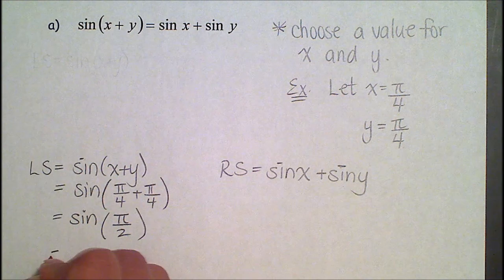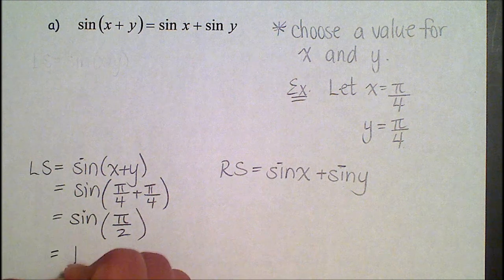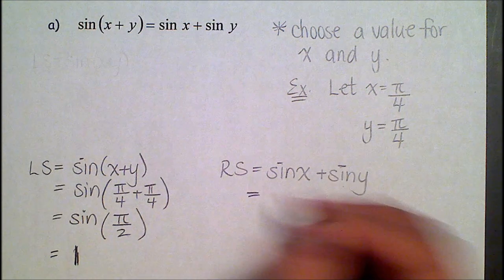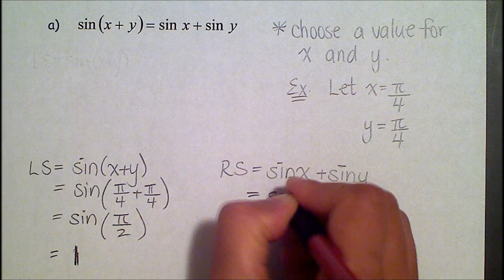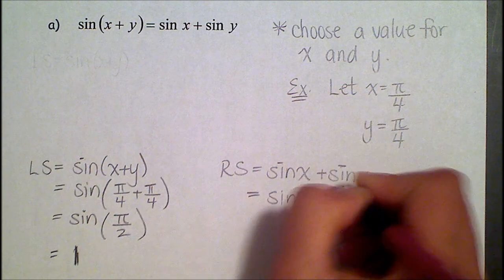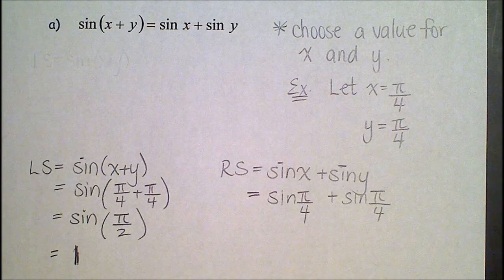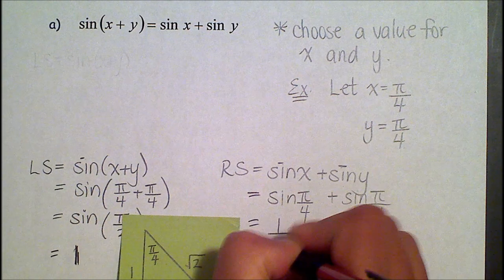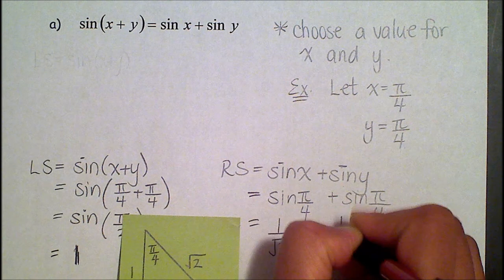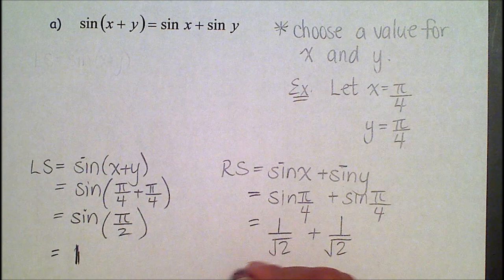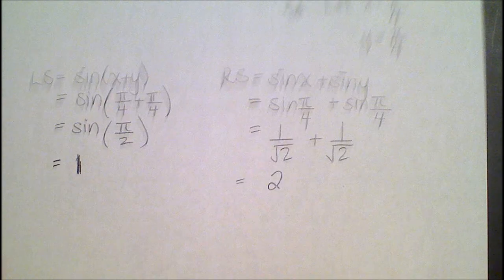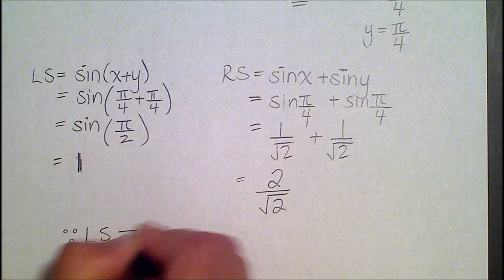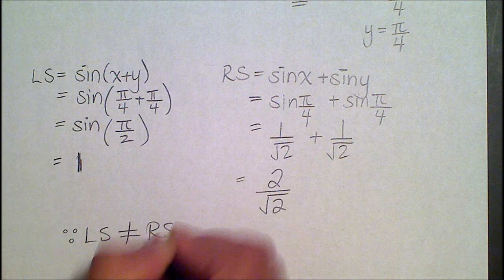On the right-hand side, if I do the same thing, I'm looking at sine of pi over 4 plus the sine of pi over 4. And using my special angles, sine of pi over 4 is 1 over root 2 plus 1 over root 2. And so 1 over root 2 plus 1 over root 2 gives me 2 over root 2. And so since the left side is not equal to the right side, therefore sine of x plus y equal to sine x plus sine y is not an identity.